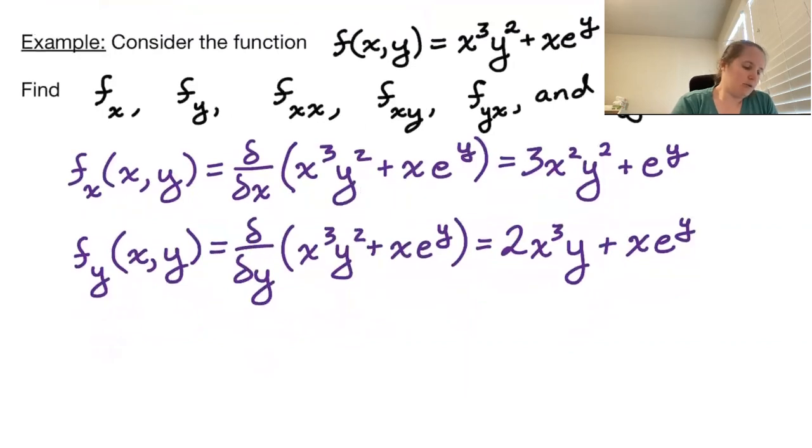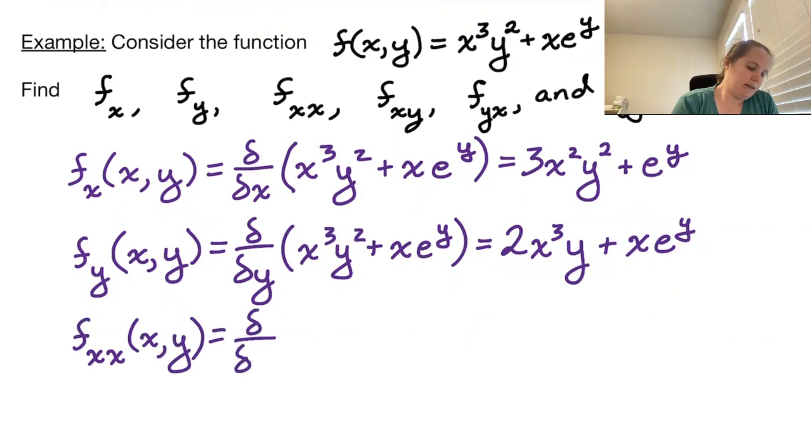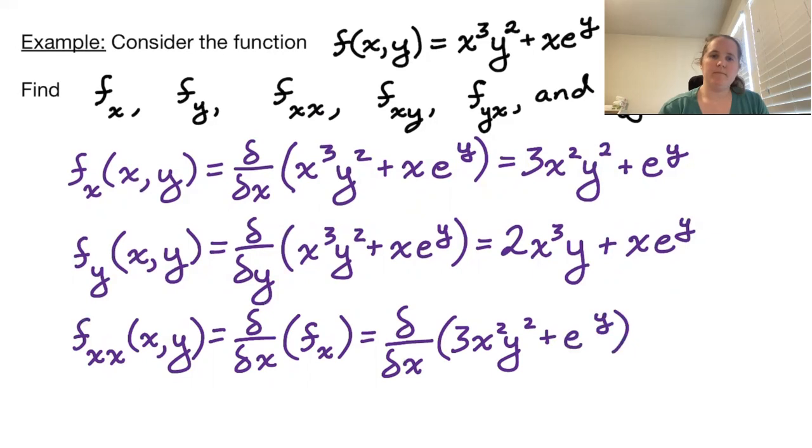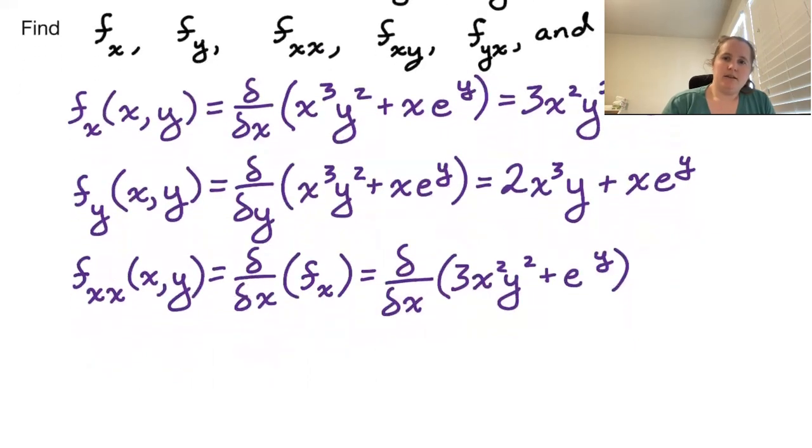Next up, we're going to take the second partial with respect to x. So here we're going to take the partial derivative with respect to x of the first partial. And so we're looking at the partial derivative with respect to x of 3x squared y squared plus e to the y. And that first term, with respect to x, the x squared will go to 2x, so we wind up with 6x y squared. The second term doesn't have any x's, so it will go to 0.